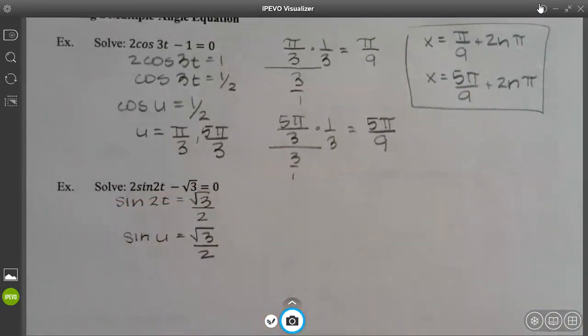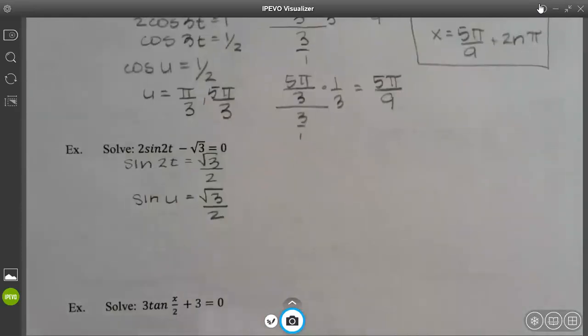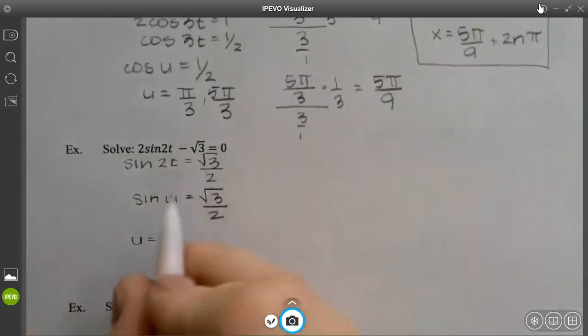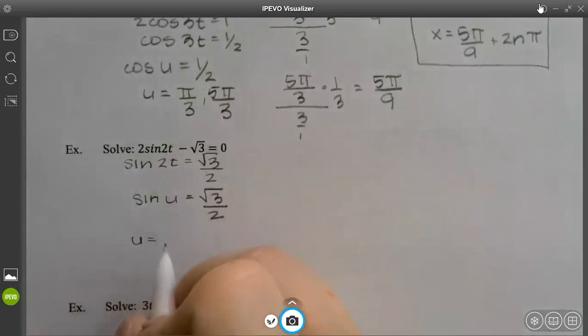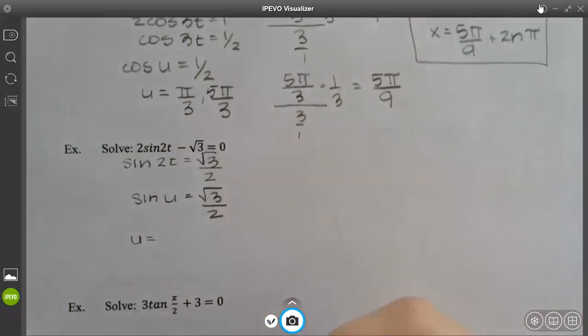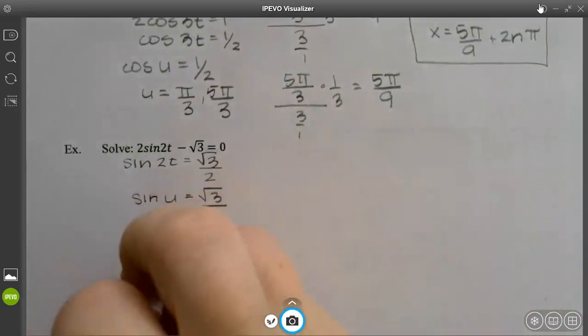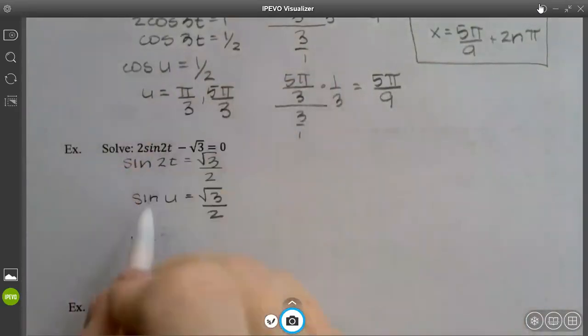So look on your unit circle. Say it again. I cannot hear a word you're saying. 2 pi over 3. I didn't get 2 pi over 3. Where your y coordinate is square root of 3 over 2. Maybe I did it wrong. I don't think I did it right. Okay, I think I did this one wrong. Keep going. Where'd you say? Pi over 3.